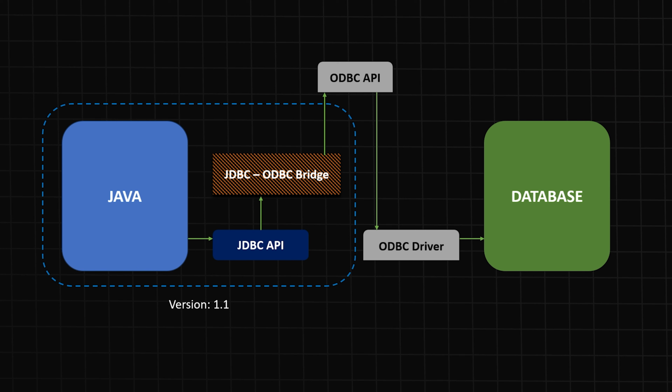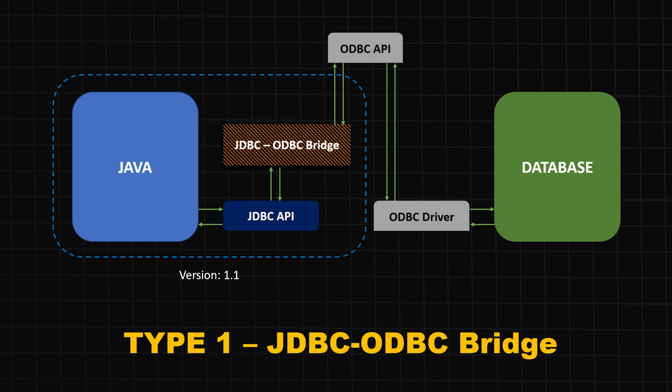The database now processes the query and sends the response back to the ODBC driver. Then the ODBC driver sends the response back to the API, the API sends it back to the bridge, the bridge sends it back to the JDBC API, and the API sends it back to the Java application where the method execution has been called. So this was the architecture of the first solution for Java to communicate with the database, and this was called the first driver, the type 1 driver, the JDBC ODBC bridge.